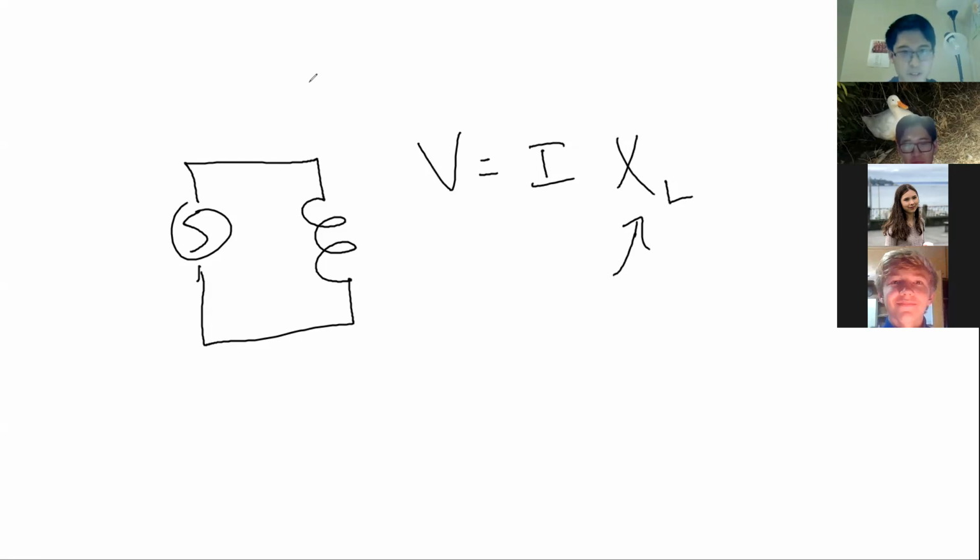Its formula is given by, if you look at the screen, the driving frequency times the inductance. So XL is equal to omega times L. It's just a different definition, but this has the exact same purpose as a resistor.